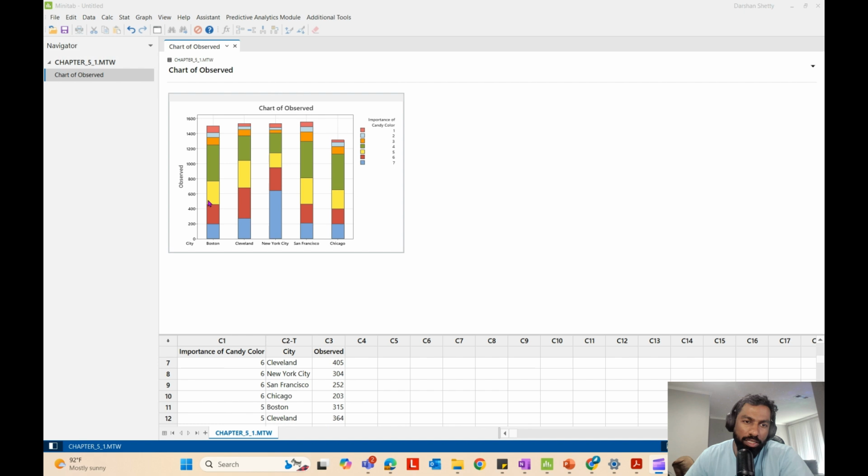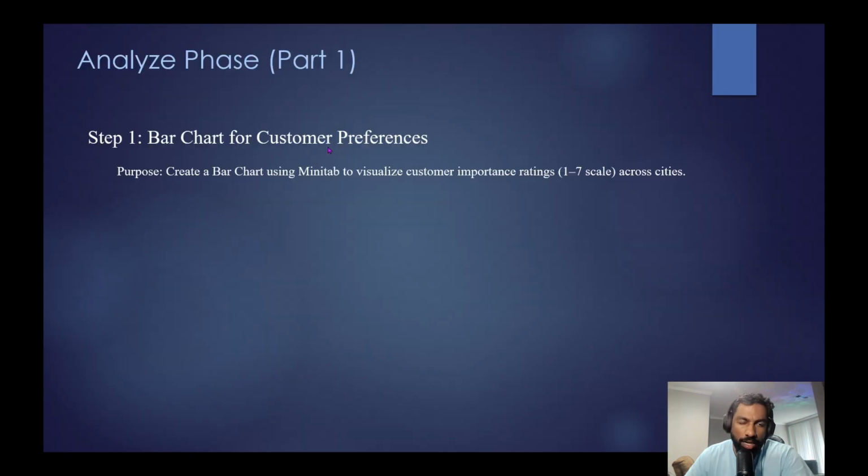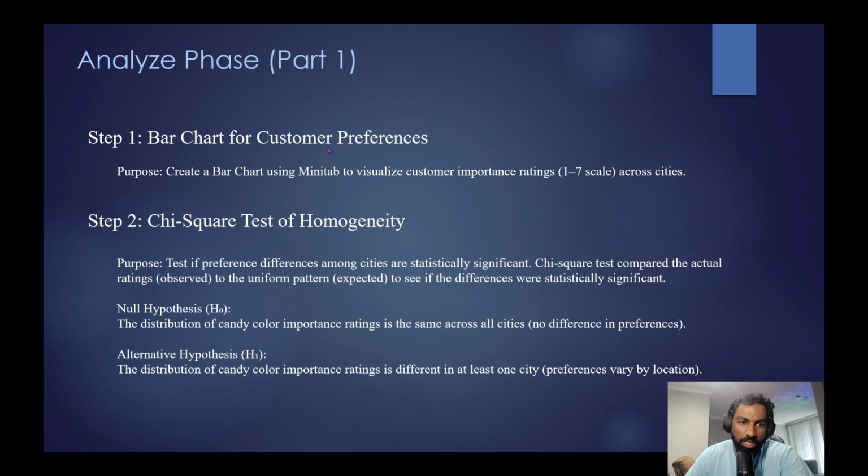But we don't know if these differences across the cities are statistically significant or not. And for that reason, we cannot just rely on the visual. We also have to do a chi-square test of homogeneity. So that is going to be step 2 of our analysis phase. The purpose of this test is basically to find if the preference differences among cities are statistically significant or not. So the null hypothesis is going to be that the distribution of candy color importance rating is the same across all cities. No difference in preference.